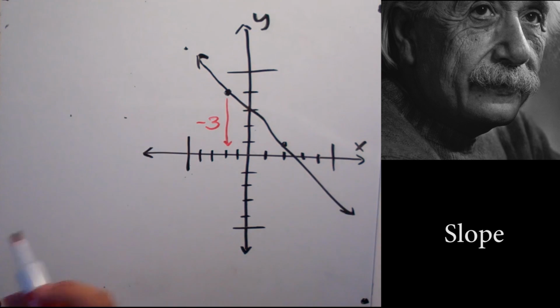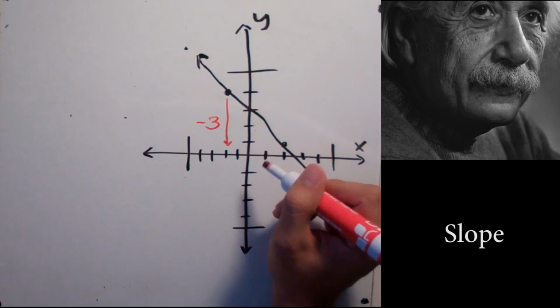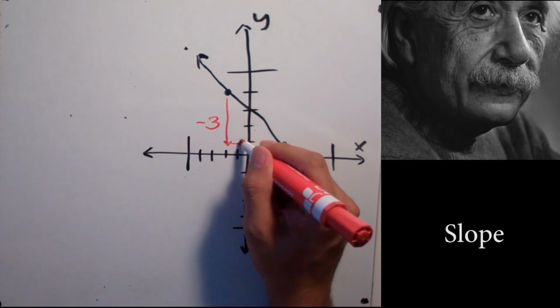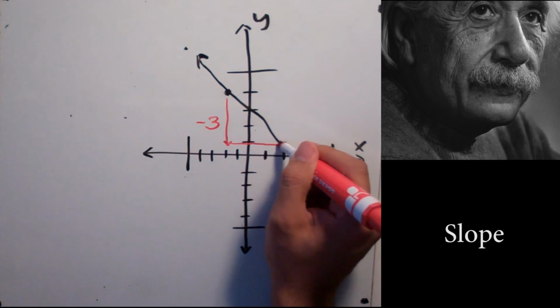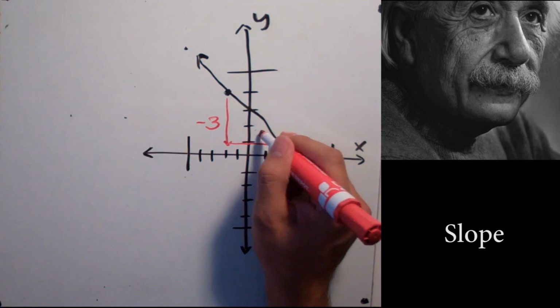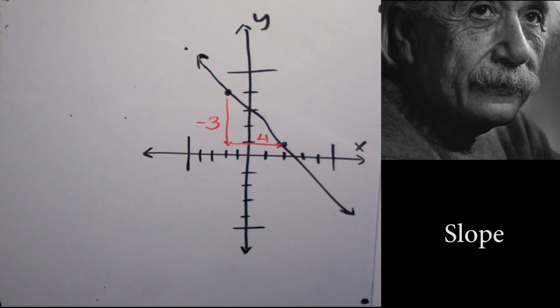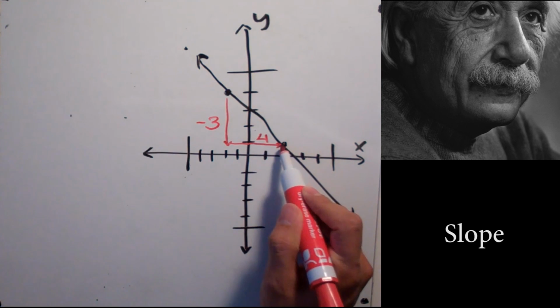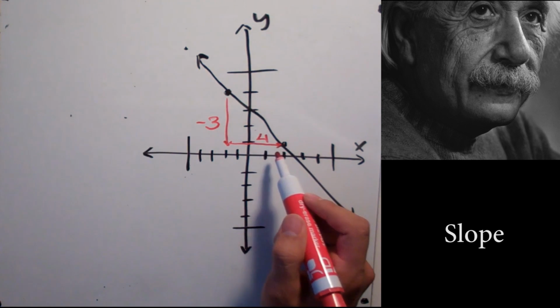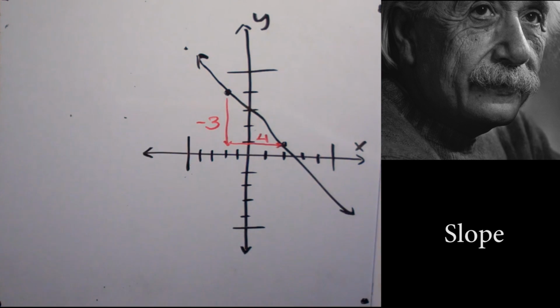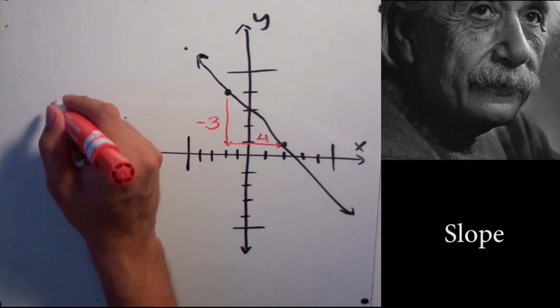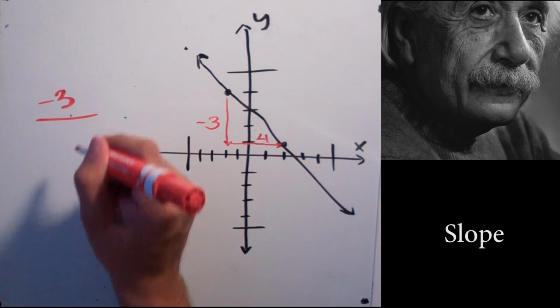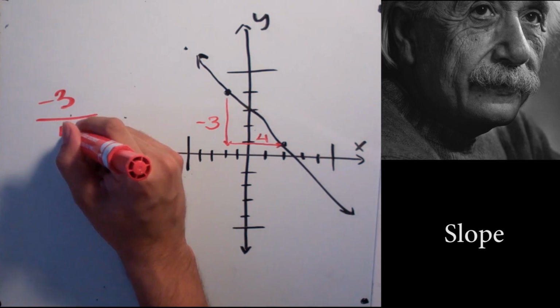And how much do I move to the side? Well, I'm going to the right. If I go to the right, it's going to be positive. To the left, it's negative. We go to the right, it looks like I go 1, 2, 3, 4. So positive 4. Again, I'm just counting the spaces. Since we set this up as rise over run, I'm going to put what our rise was. It was negative 3 over positive 4.